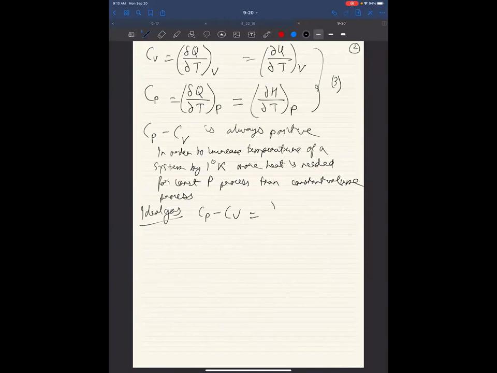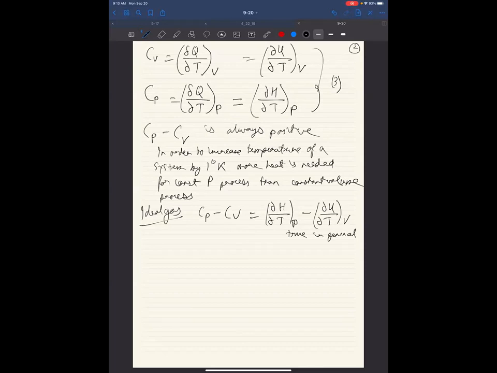So equation 3 tells us that, oh, we are talking about Cp minus Cv. So this is going to be partial H by partial T at constant P minus partial U by partial T at constant V, right? This is true for anything. We have not made any assumption yet. This is true in general. What should we do next to proceed with our derivation? Any ideas?